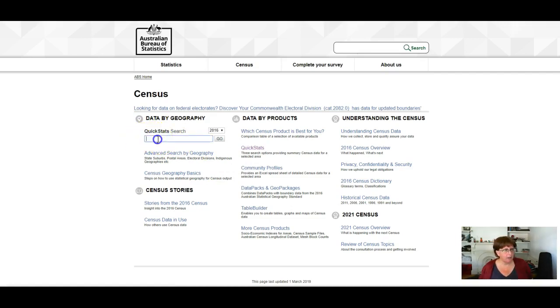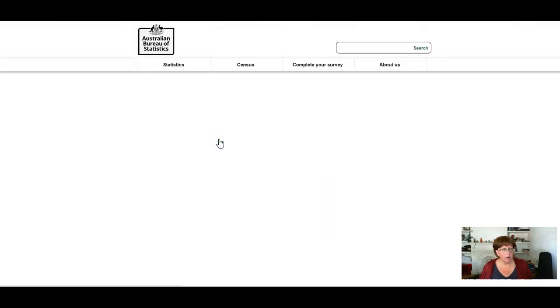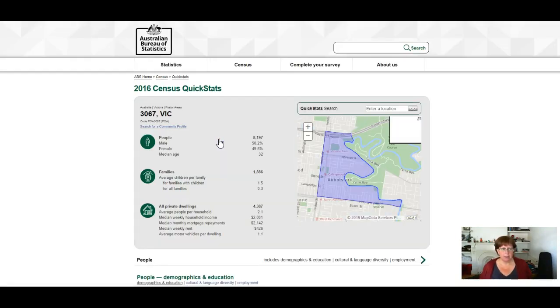So I'm going to look up my own area just because it's something I'm familiar with. What we can do here is look at the last 4 census data collections. 2016 was when we last ran the census, so that's got the most up-to-date information. So I'm going to stick it at 2016, and I'm going to put in my postcode, which is 3067, which is my postal area, and I'm going to click on Go. This brings up everything about my postcode area.